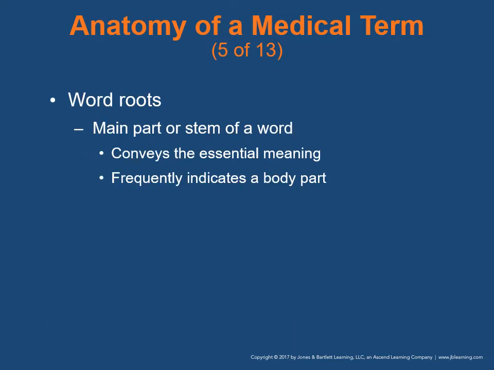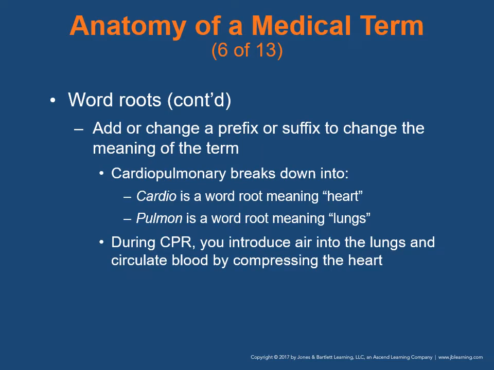Word roots. So this is the main part or stem of a word. It is called the word root or root word. It conveys the essential meaning of the word, and it frequently indicates a body part. Most terms have at least one word root, and some may have more than one root. Adding a prefix or suffix to the word root creates a term. Changing the prefix or suffix will change the meaning of the term.